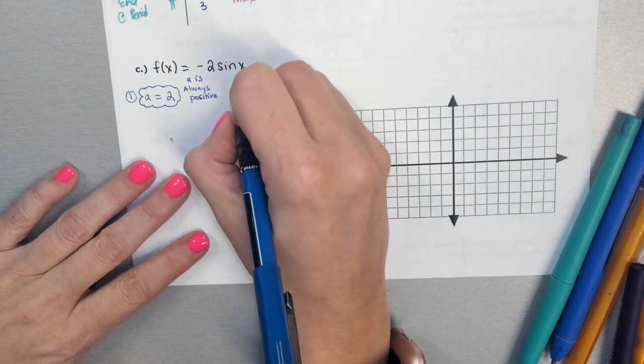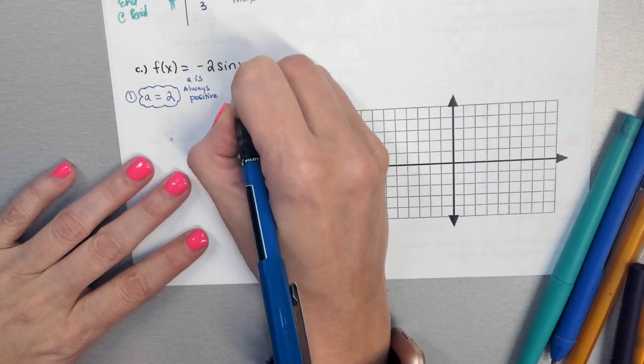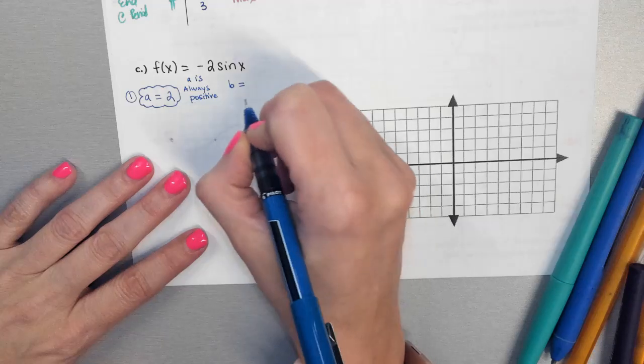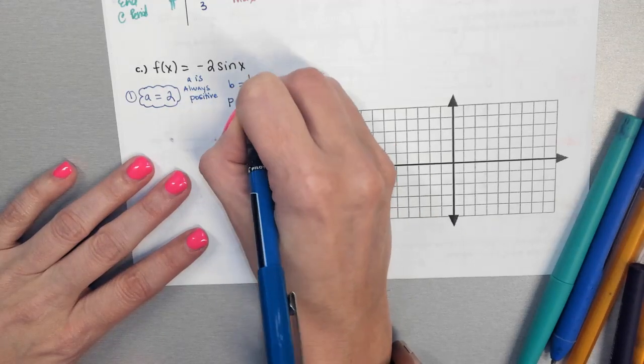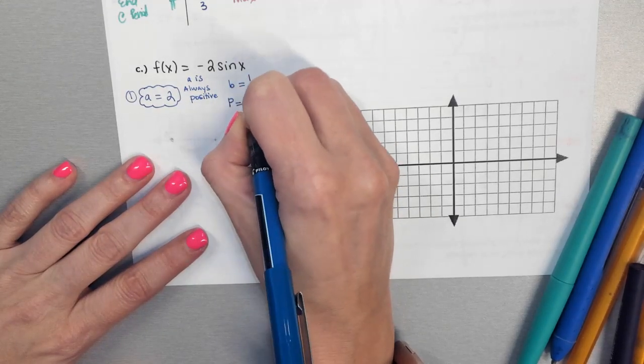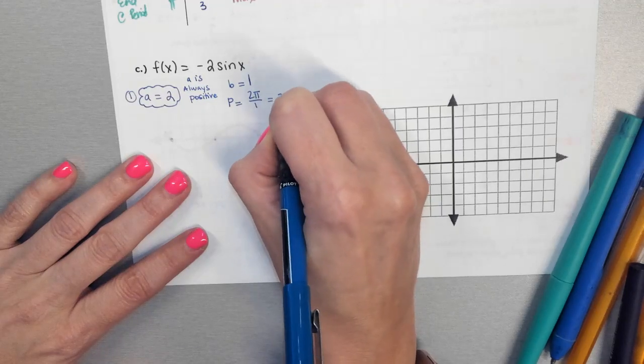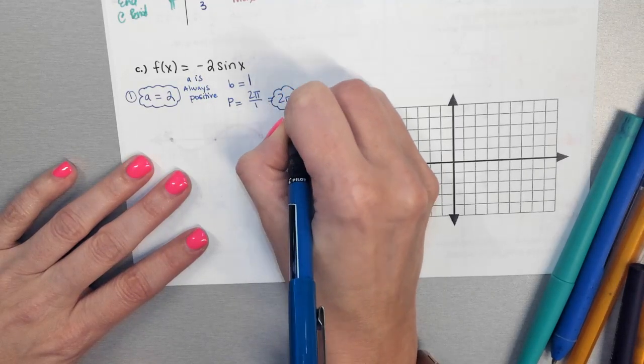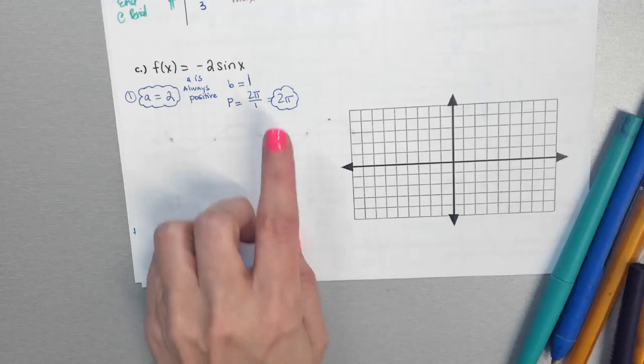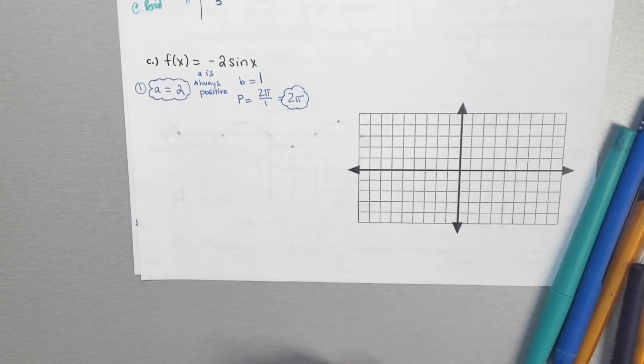Okay, now your B value, there's nothing in front of x. What does that mean your B value is? 1. Great. So 2 pi divided by 1 is just 2 pi. So anytime it's a 1 in front of the x, your period is going to be 2 pi.